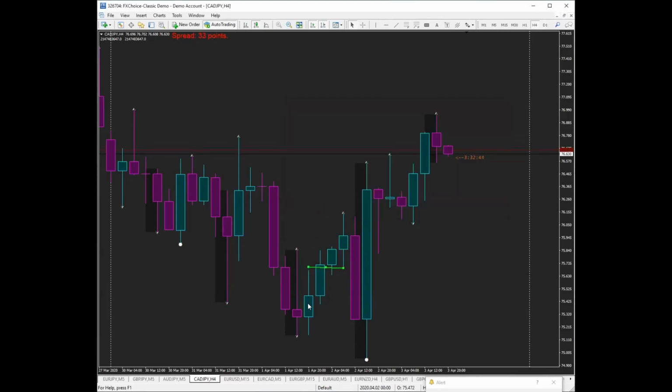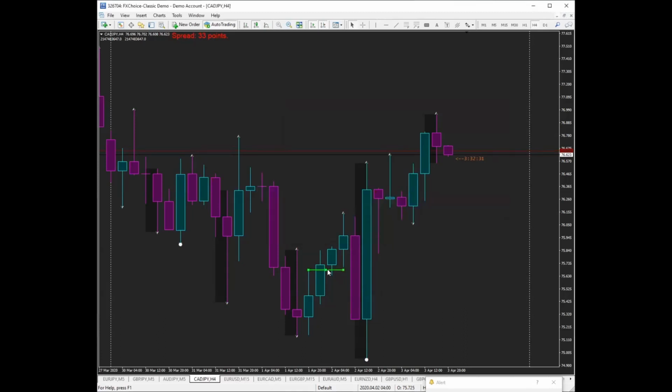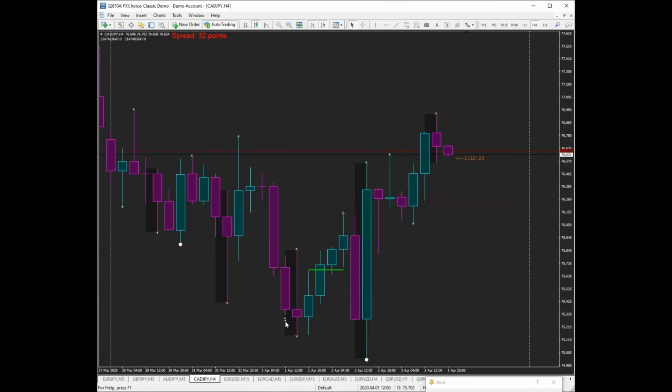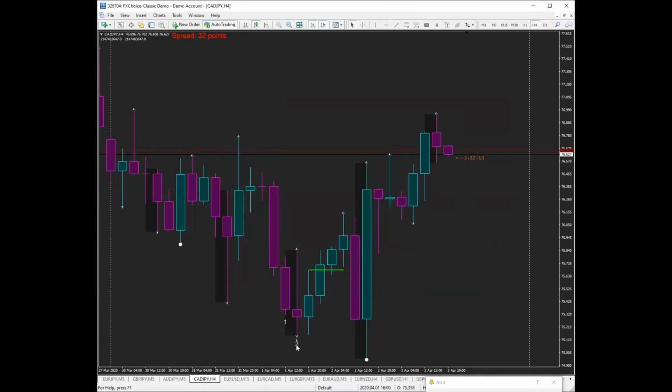So here's the fractal last week. Here's your candle number 3. I'll just mark it up to make it real clear so there's no confusion. 1, 2, 3.